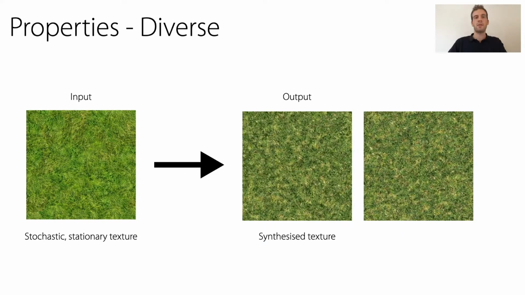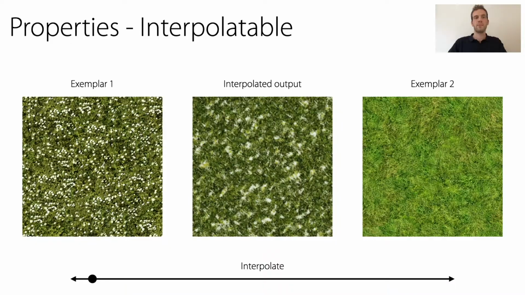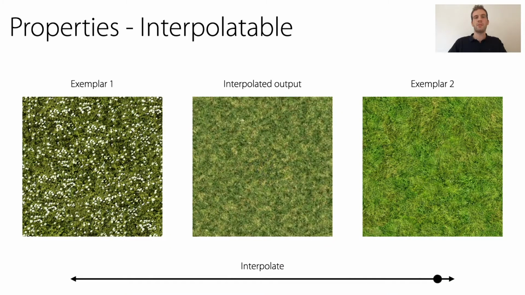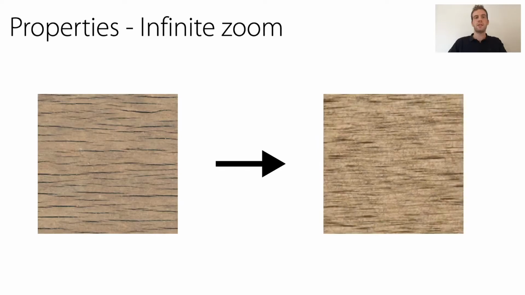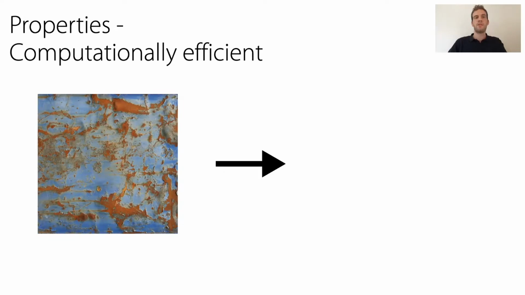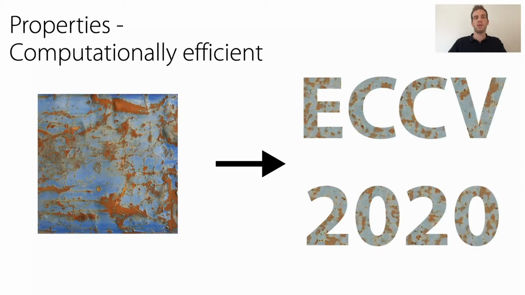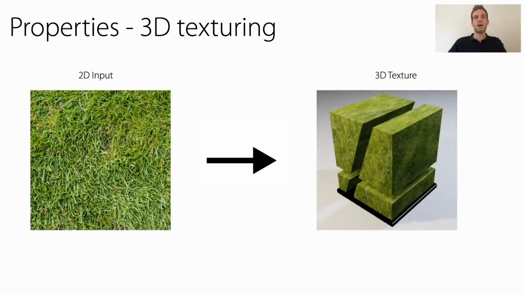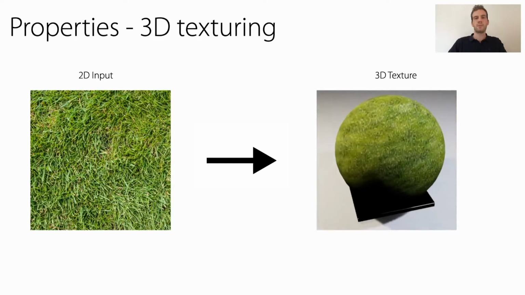First, our method is able to produce diverse outputs given a single exemplar, and can also output textures of arbitrary size. As I said before, we create a smooth latent space of textures and are hence able to interpolate between exemplars. The synthesized texture can be sampled at any arbitrary resolution, which allows for zooming. A very important feature is computational efficiency. We can synthesize textures pointwise, which makes our method lightweight and efficient. Lastly, our work allows for 3D texturing, independent of shape and resolution.